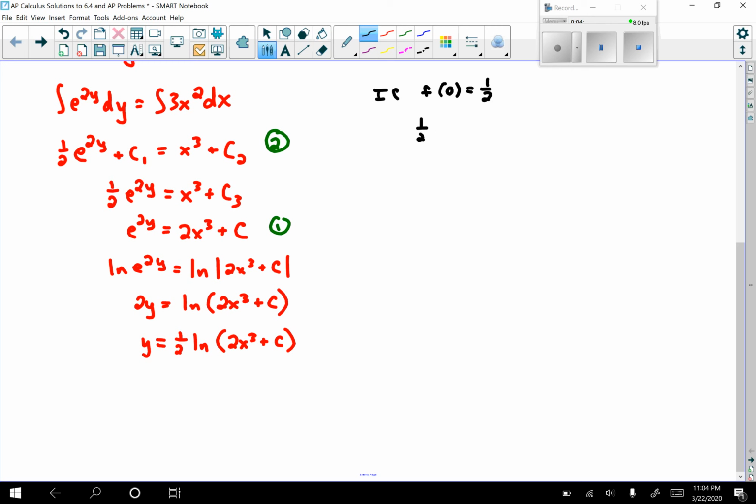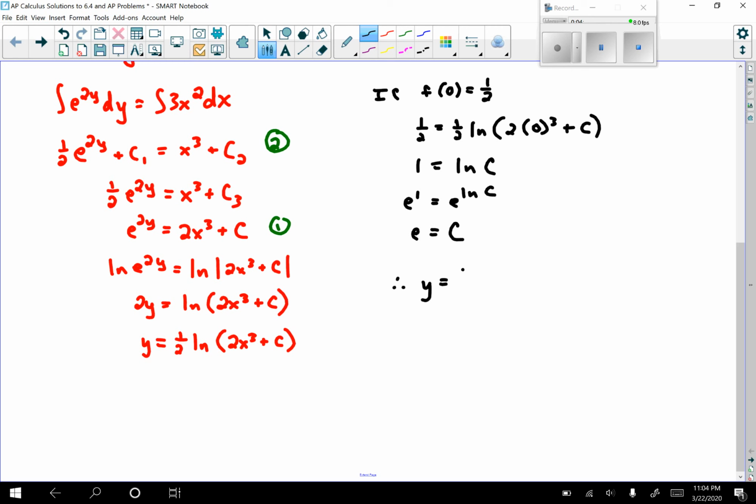We'll just say 1/2 is going to equal 1/2 times the natural log of 2 times 0 cubed plus c. So if we divide both sides by 1/2, or multiply both sides by 2, we'll just get 1 is equal to the natural log of really just c. And then we'll use a base of e on each side. So c is really going to equal e. Therefore, we could say that y is going to equal 1/2 the natural log of 2x cubed plus e. So there's a solution that we're looking at.